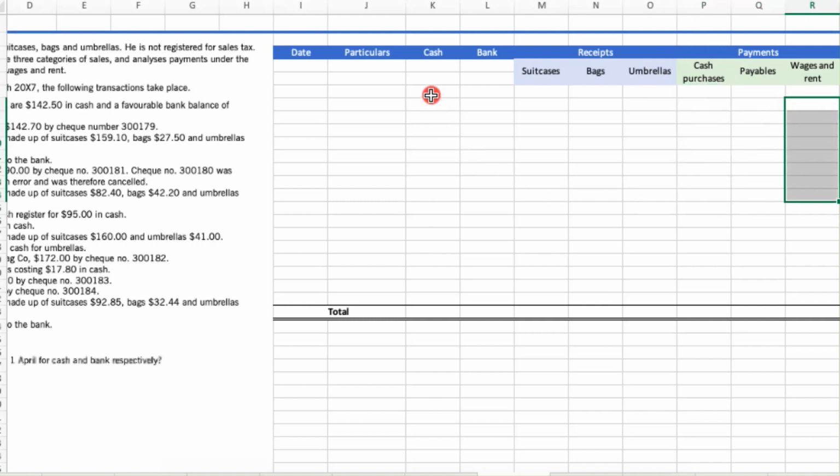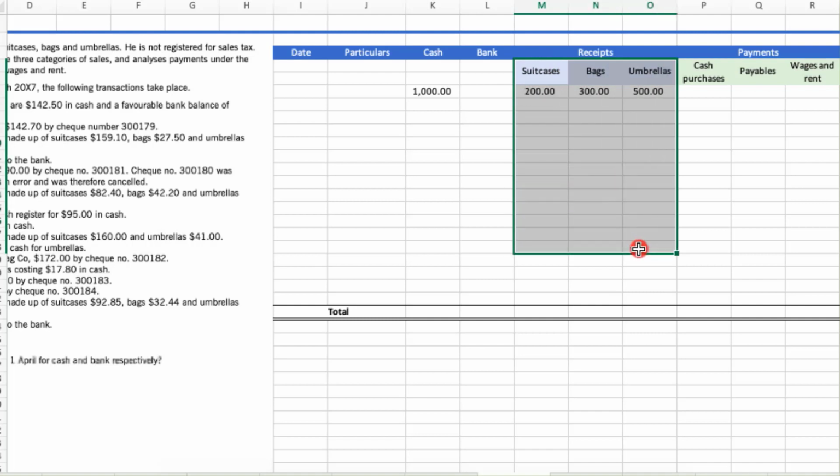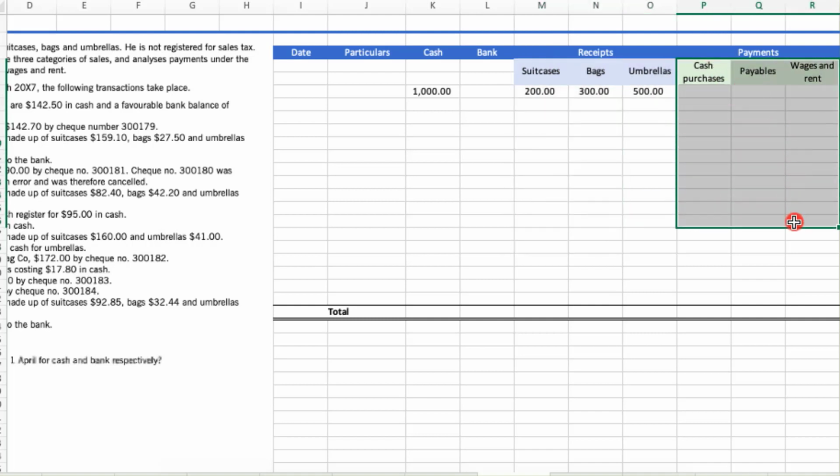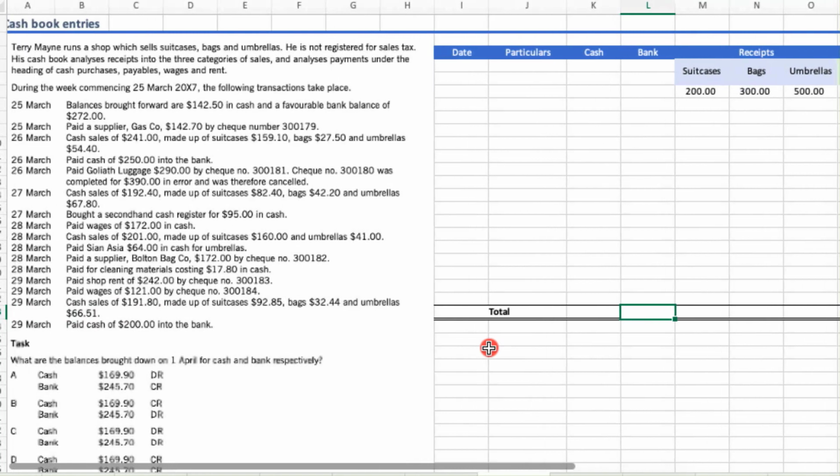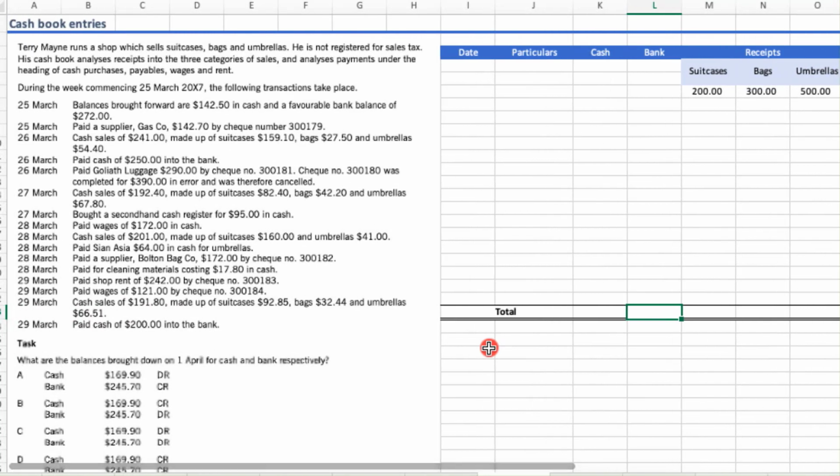How do we need to work? For example, if we receive $1,000 from our cash sales, we record how much we receive from suitcases, how much from bags and how much from umbrellas. If we total it, this will give you $1,000. So these receipts columns and payment columns are for further analysis, so we can see the breakdown of this total value. But ultimately the purpose of the cash book is to find out how much is our cash balance and how much is our bank balance. And this is the question here we need to find out.